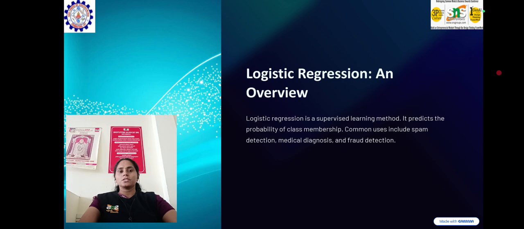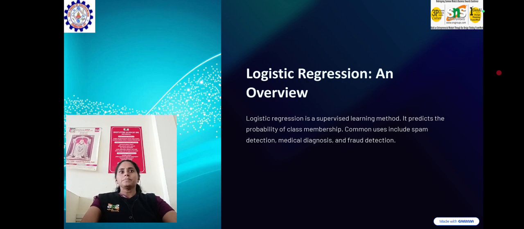Today we are going to discuss logistic regression. Logistic regression is a supervised machine learning algorithm designed to solve classification problems, especially those involving two possible outcomes. Unlike linear regression that predicts continuous values, logistic regression estimates the likelihood or probability of a certain event happening. It outputs a probability between 0 and 1, which is then used to assign a binary class label based on a defined threshold, commonly 0.5.